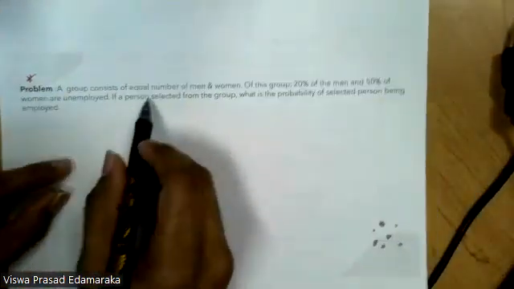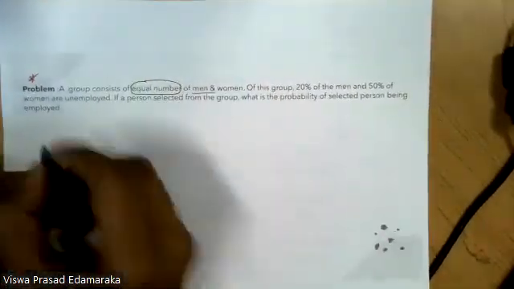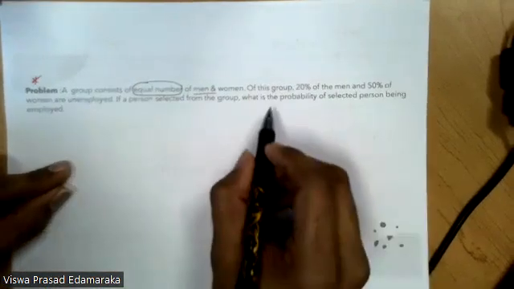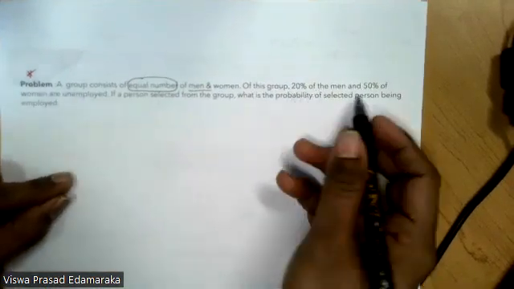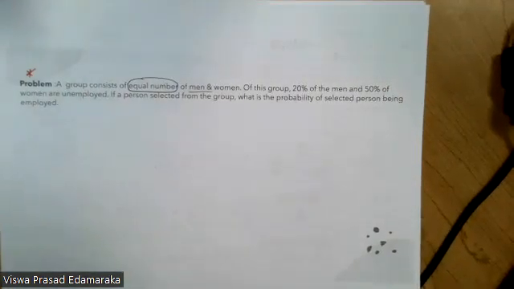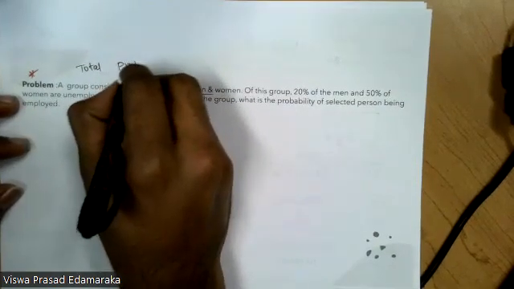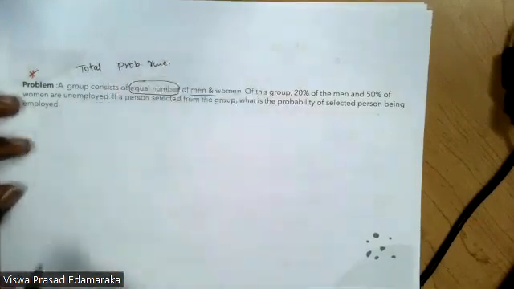A group contains an equal number of men and women. Out of the group, 20% of men and 50% of women are unemployed. If a person is selected from the group, what is the probability of the selected person being employed? This is based on the total probability rule.